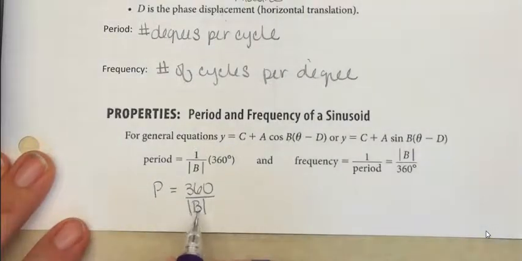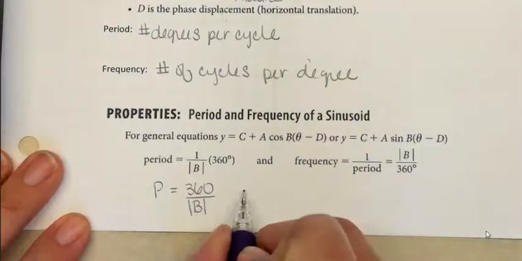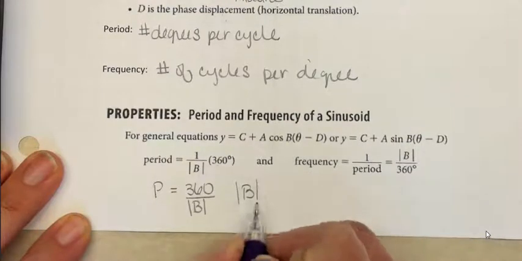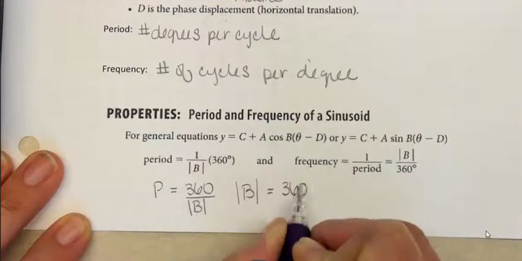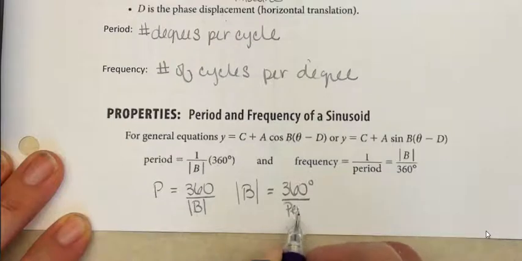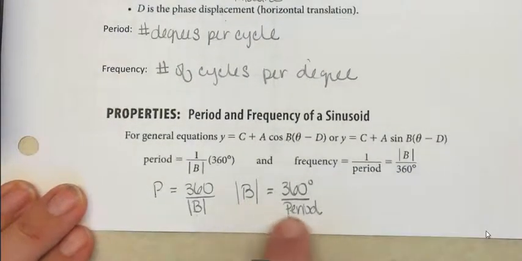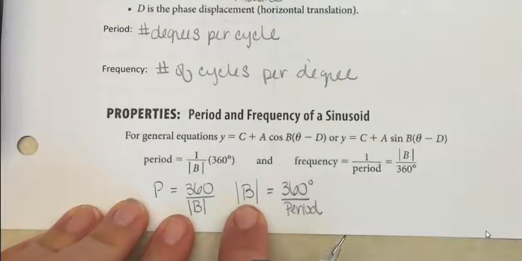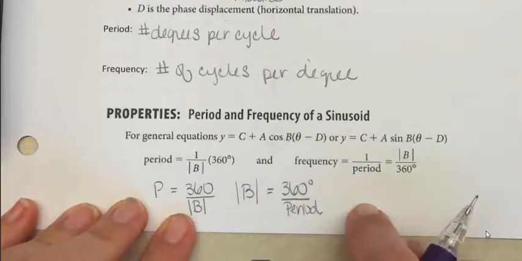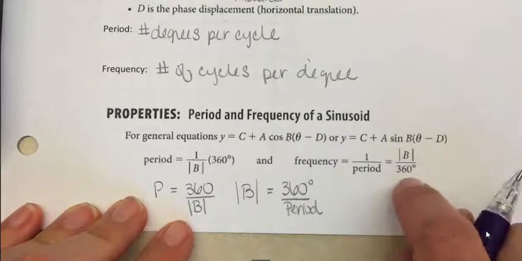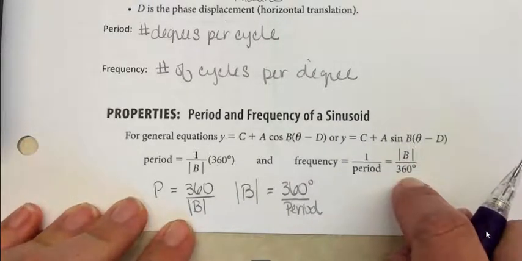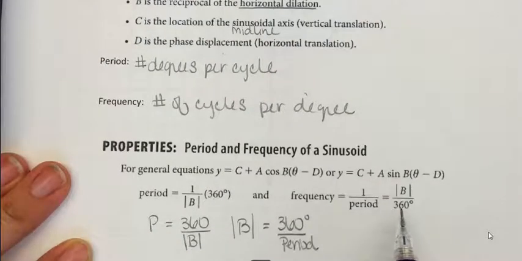So you can also say that another way of writing this is that the absolute value of B is equal to 360 degrees divided by the period. I think of it a lot like this because I'm trying to figure out what B is. Whereas frequency now is B divided by 360, right? You're trying to figure out how many cycles there are per degree. So it's just the reciprocal of the period.